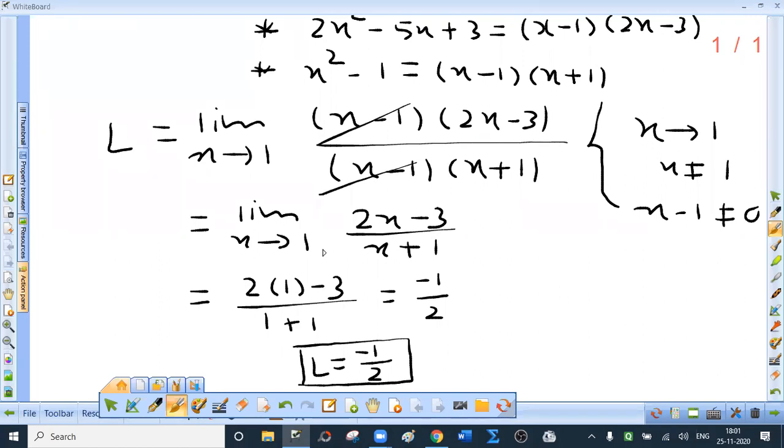Now to take limit means to replace every x by its limiting value. Here I have omitted one or two steps like limit of quotient is limit of numerator upon limit of denominator and so on, right? And if you want to write, yes, you can. But here I have directly put x equal to 1, which means I have evaluated the limit. So 2 minus 3, that is minus 1, upon 1 plus 1, that is 2. So the final answer should be written in this form: L equal to minus half.